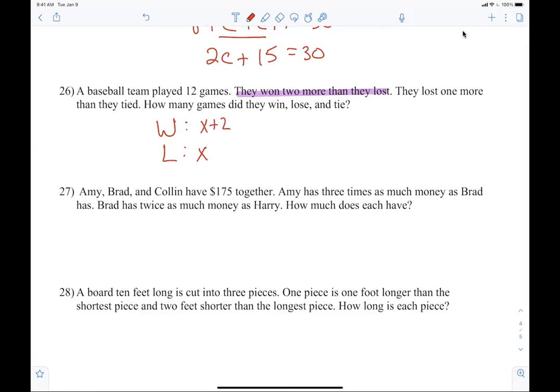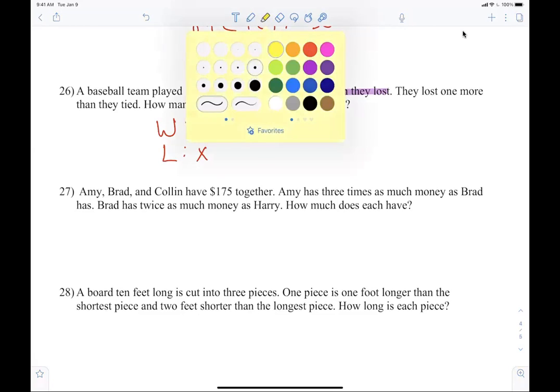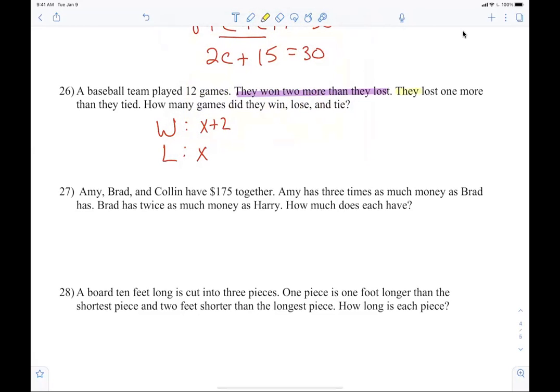All right, so now write the equation. So 2X plus. Oh, hold on. I didn't even read the rest of this. Go ahead, read the next sentence. They lost one more than they tied. Oh, so there are 3 now. So we have win, lose, and tie.